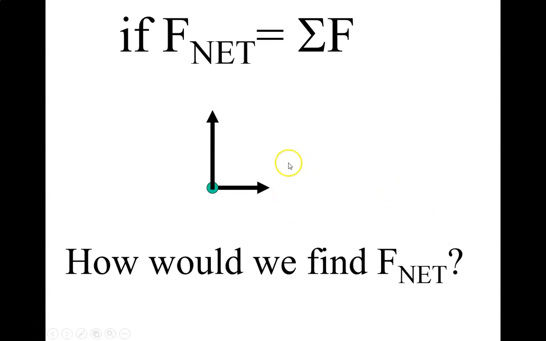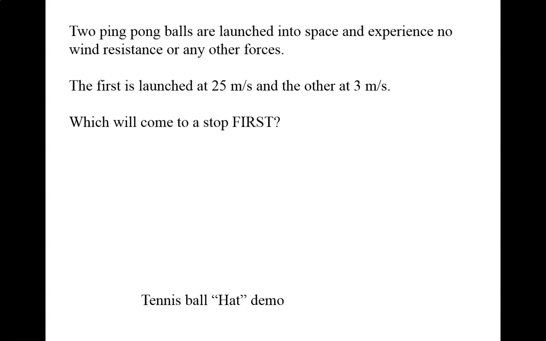If I wanted to find the net force and I had two vectors that were perpendicular to each other, how do you add these vectors? You make a triangle and you use Pythagorean's theorem and sine, cosine, tangent, and that's what you would do to find the net force. Just like last unit, make the triangle, use sine, cosine, and tangent.